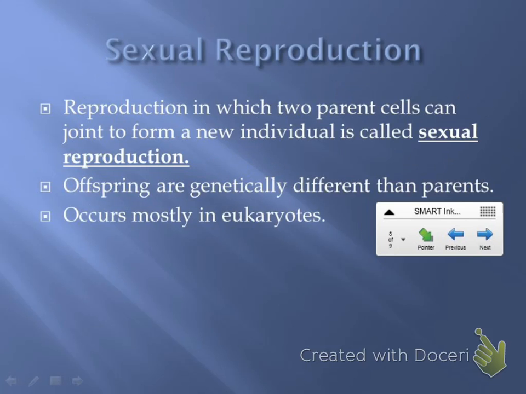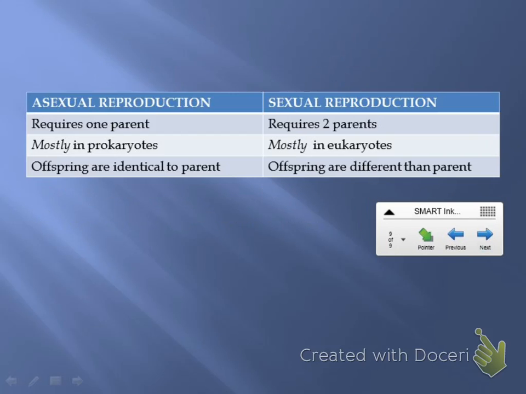Think about plants. Plants release pollen to the air. Pollen is essentially plant sperm, and the pollen lands on something and fertilizes an egg in another plant. So that is sexual reproduction. So here's a comparison of the two. Asexual reproduction requires one parent. It's mostly in prokaryotes. Offspring are identical to the parent. Sexual reproduction requires two parents. It's mostly in eukaryotes, and offspring are different than the parent.